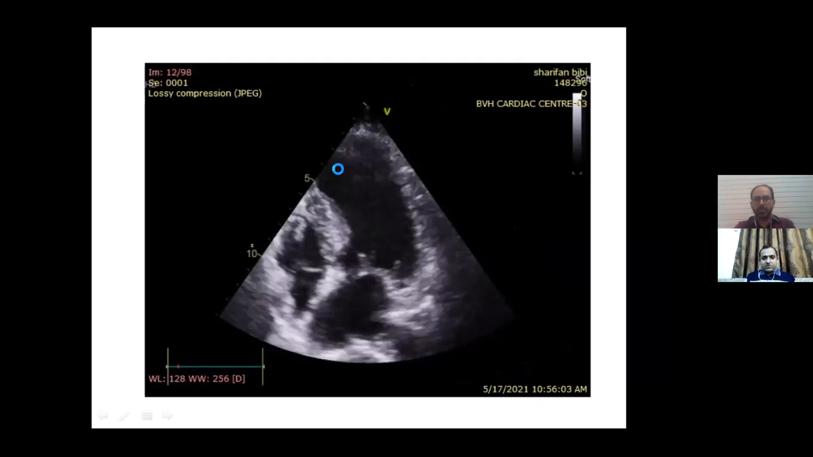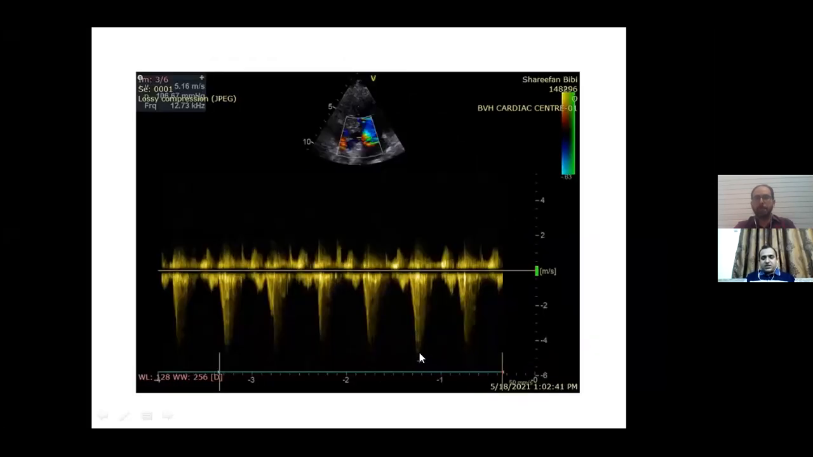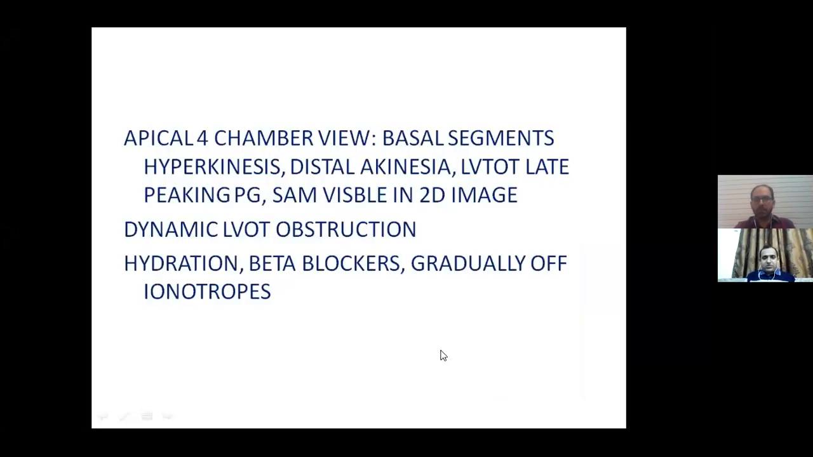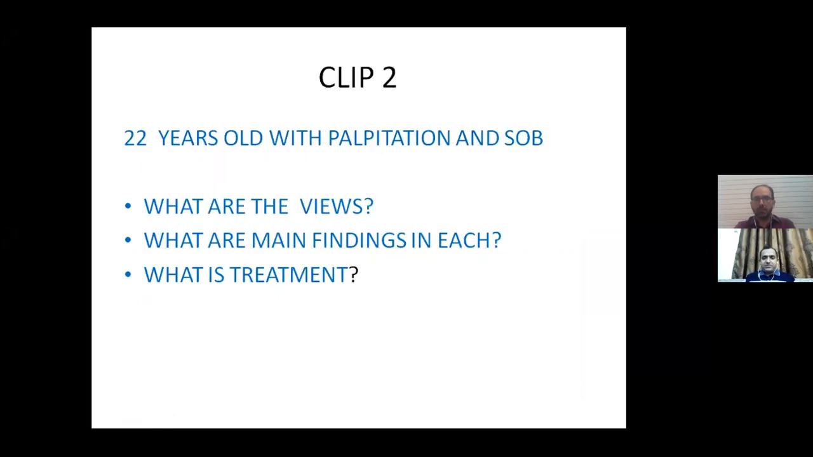So you can see the murmur, the gradient, the CW application at the aortic valve, and you can see the dagger shape or late peaking, its typical appearance. So coming to the next slide.